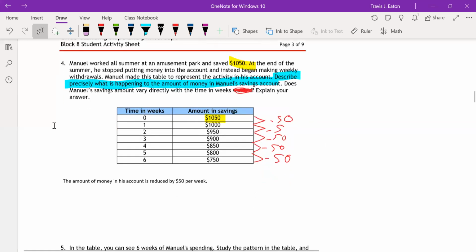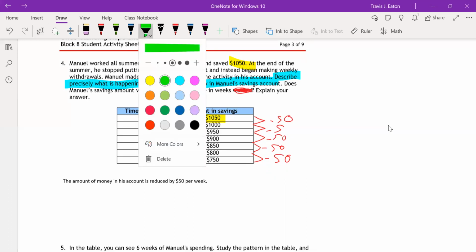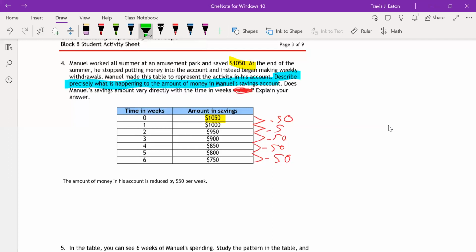Perfect. Now, does Manuel's savings amount vary directly? Okay. That's a great question. Does it vary directly with the time in weeks? Well, what do we mean when there's a direct variation, right? Now, in order for that to happen, it would have to be a proportional relationship, right? Doesn't there have to be a proportional relationship in order for the output to vary directly with the input? So is this a proportional relationship?